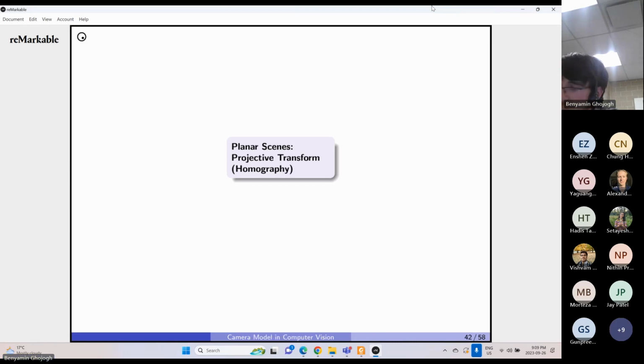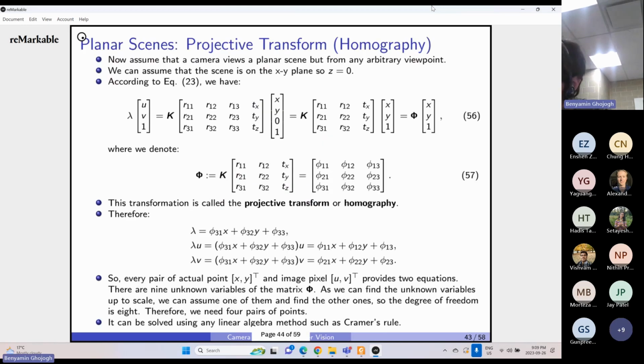So now, the projective transform, also called homography. Now assume that a camera views a planar scene but from an arbitrary viewpoint. Do you remember, so far I assumed that the camera was looking at the planar scene from the top, perpendicularly looking, right? But now I relax that assumption and I assume that my scene is still planar, but I can look at it from some angle. I put the camera, see my hand, I put it like this, right? Then what happens?